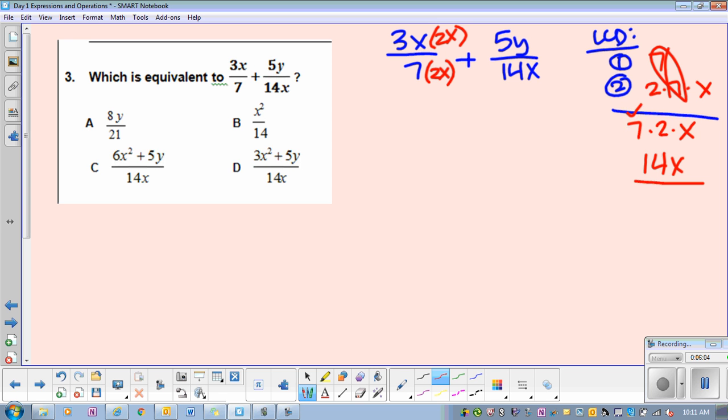Whoa. Okay, so then this becomes 14x on the bottom. What on the top? 2x. What is 3x times 2x? Which you combine. Right, because it's 3x times 2x plus 5y. Yeah, I heard you, Tom.